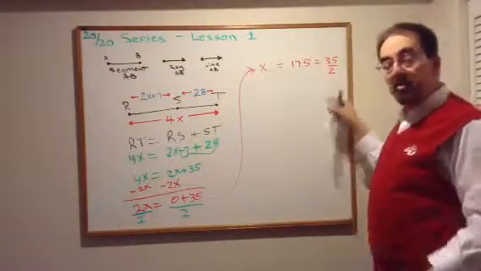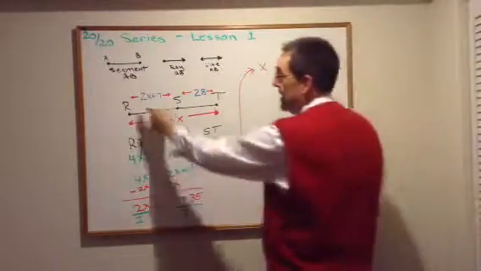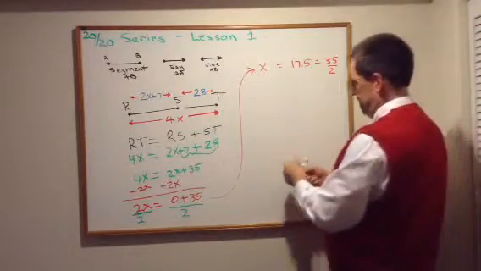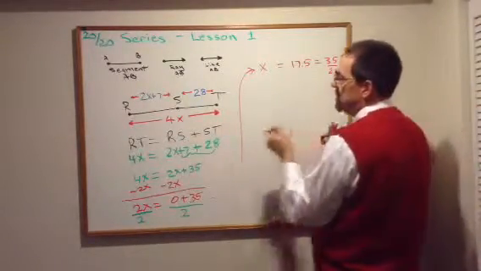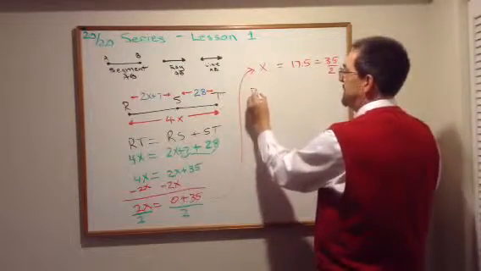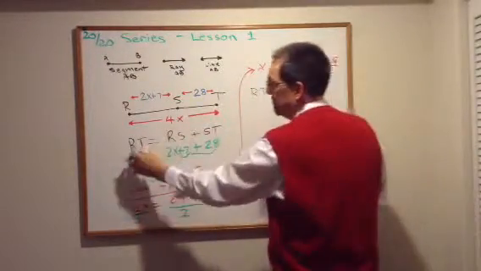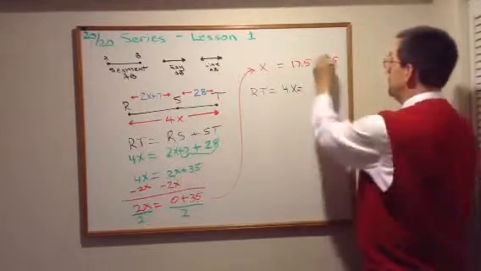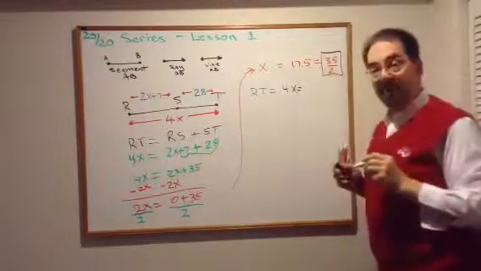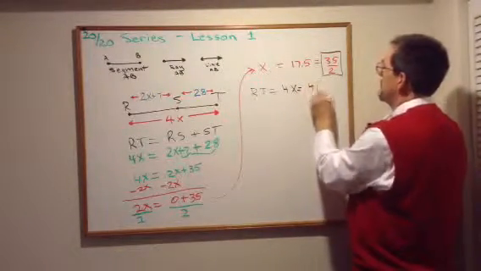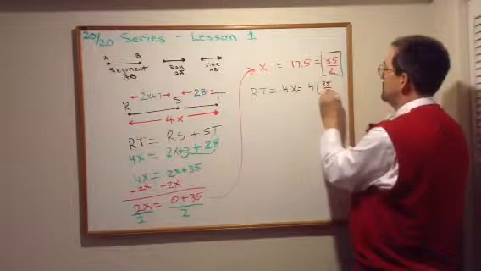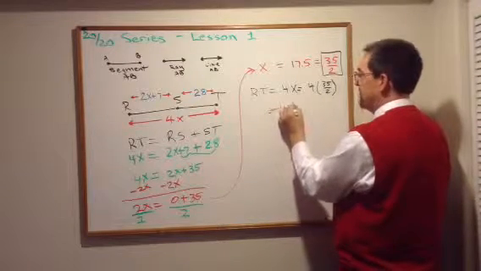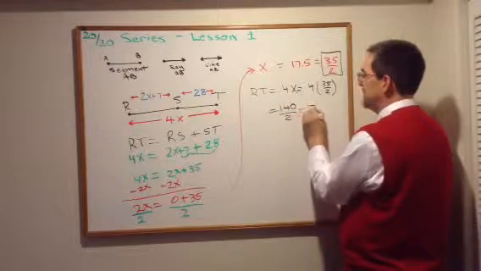Now that we're given this, we can actually go through and find out what each measurement actually is. Let's do that. We'll start out with the big piece. RT originally was equal to 4x. Well, we know what x is now. 35 over 2. So 4 times 35 over 2 will be 140 over 2, which is 70.